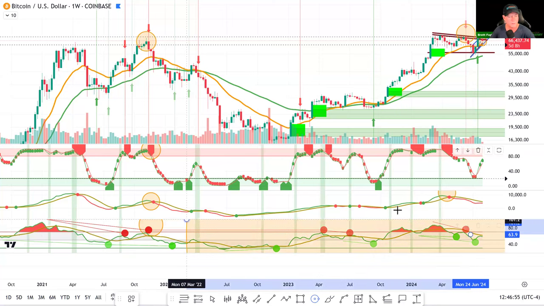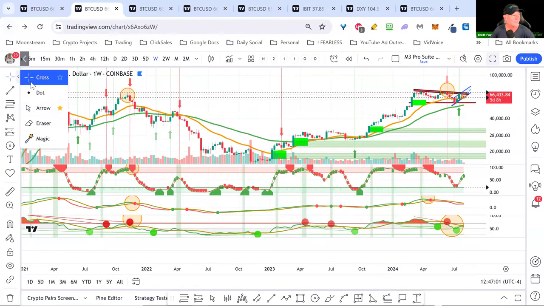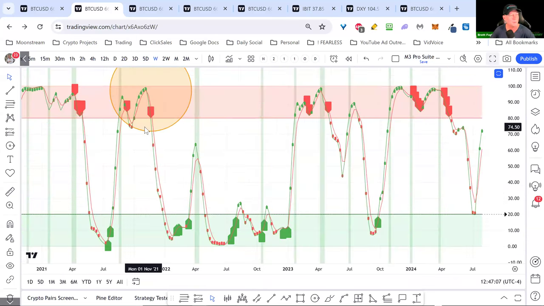So let me do this. Whoops. It's overlapping a little bit. So I'm going to jump over to get my pointer tool and let's dive into that a little bit deeper. Okay. So with that, looking back here, we've got that trend strength Pro. When it comes down, it turns red as an early warning sign. And then when it breaks below 80, that's that confirmation.